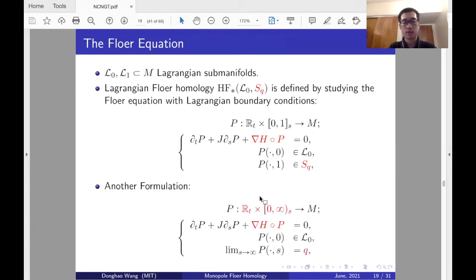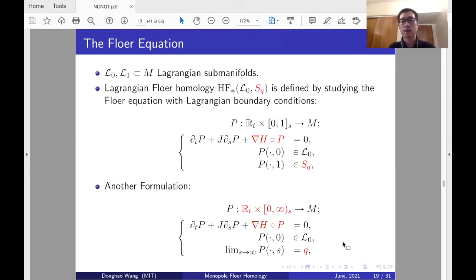The first is we wish to perturb this Cauchy-Riemann equation using the imaginary part of the superpotential. And the second modification is instead of this infinite strip, we will consider this perturbed equation on the upper half plane. And instead of this boundary condition when s is 1, we have this boundary condition at infinity. So here for any time t, we want this limit as s goes to infinity to be our critical point q. And we want this convergence to be uniform in time.